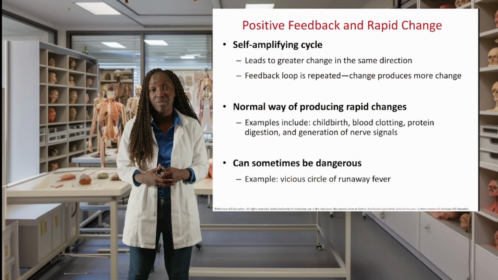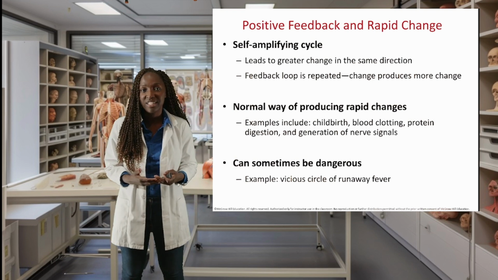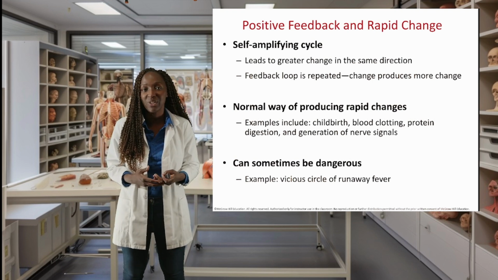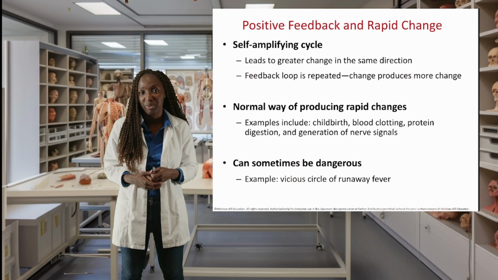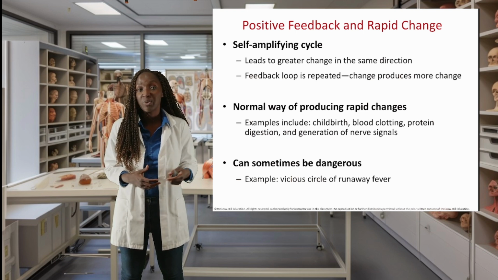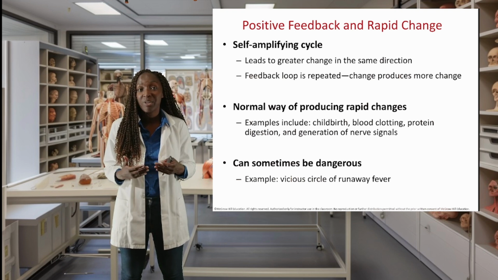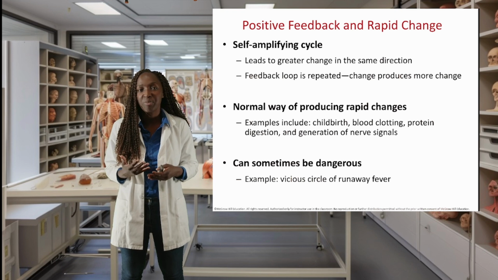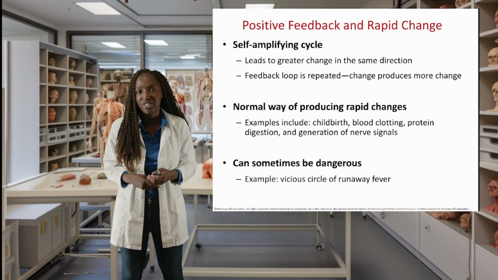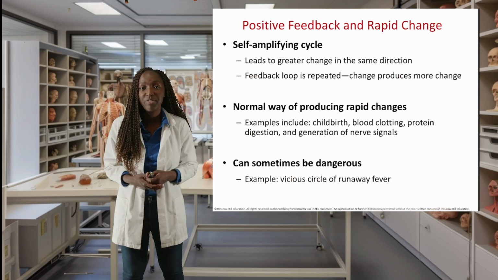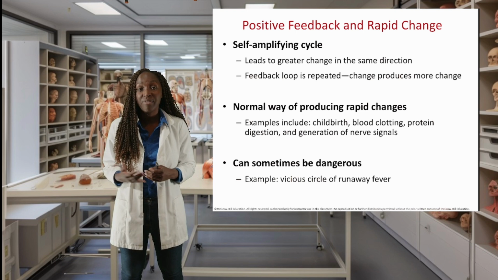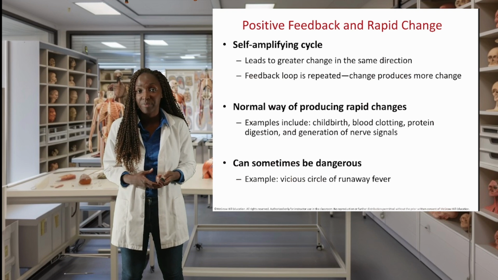Positive feedback, however, is how we get rapid change. It is a self-amplifying cycle. It leads to greater change in the same direction. So our feedback loop is repeated. It is how we get rapid change that we see in childbirth or blood clotting or protein digestion. But it can also sometimes be very dangerous, where you have a vicious cycle of a runaway fever.